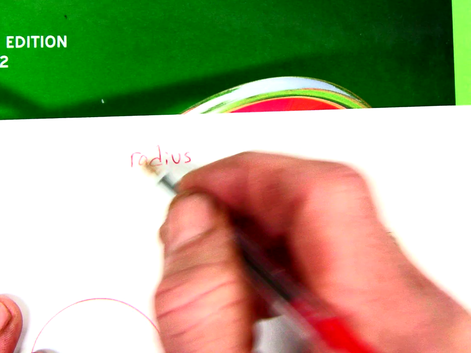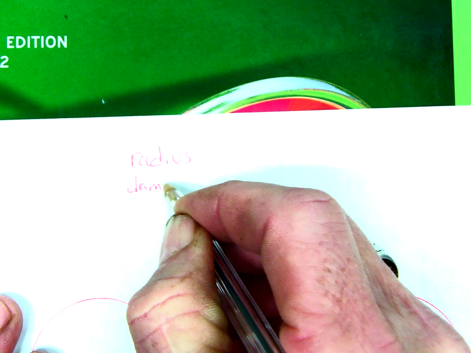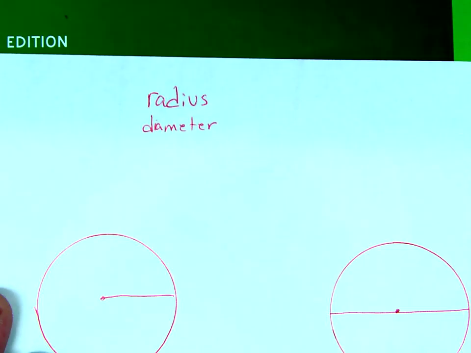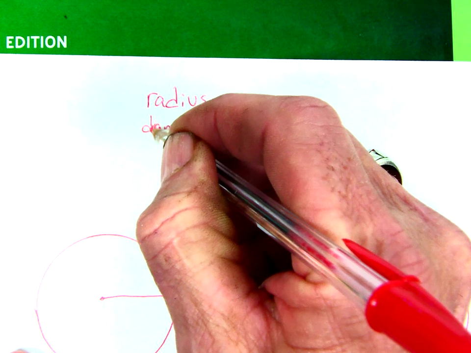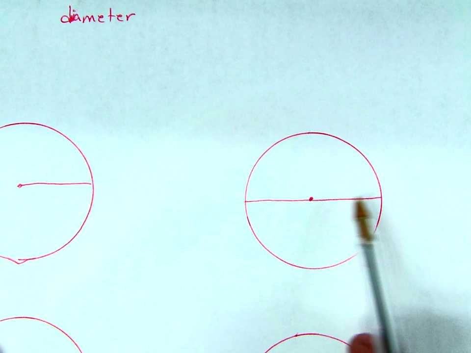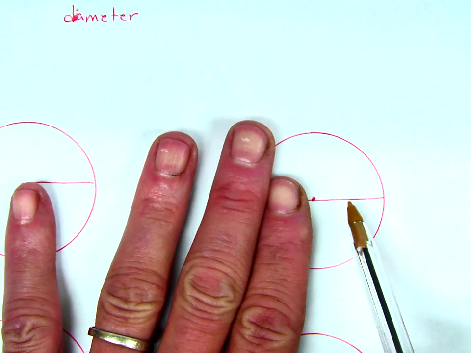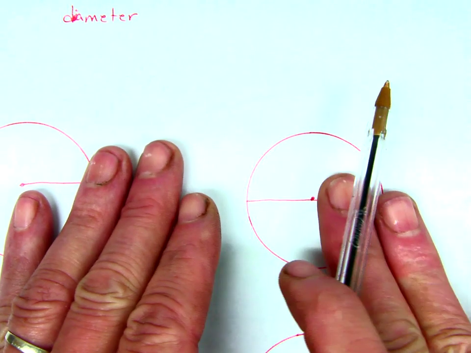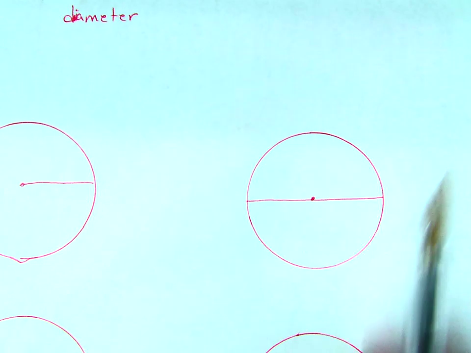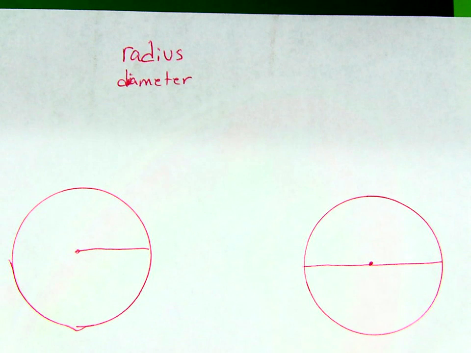Diameter. Diameter is another measure of a circle. A diameter is a line segment that goes from edge to edge, running through the center point. And if you'll notice, here's a radius here, here's a radius here. So a diameter is just two radiuses put together in one single line segment. If you can wrap your head around that, it's going to make this somewhat easier.